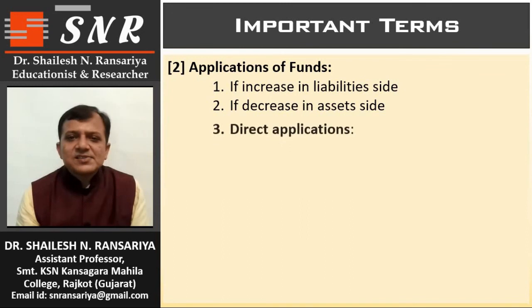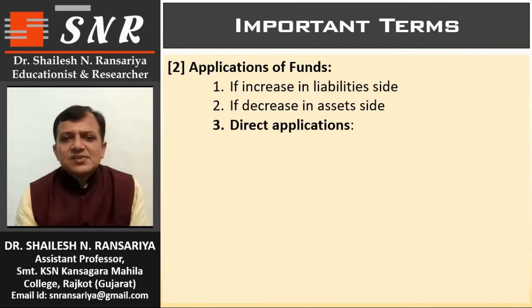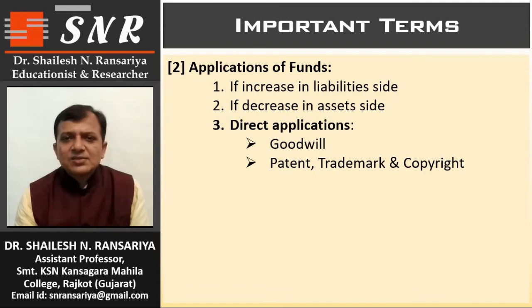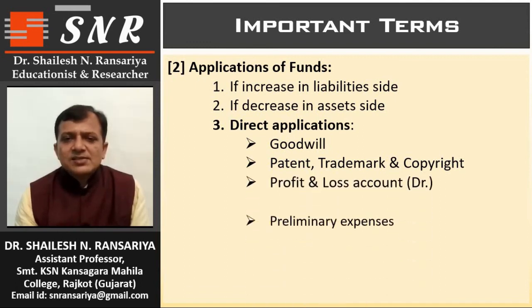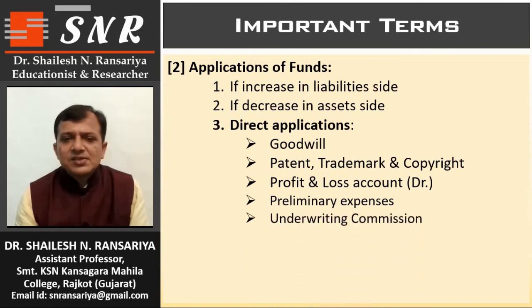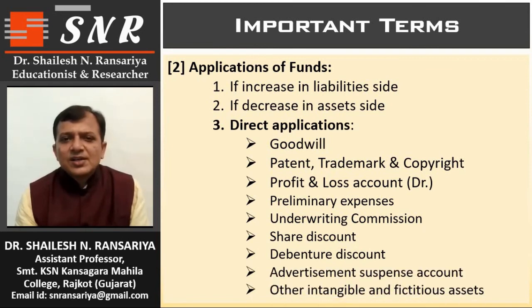And direct applications: if any fictitious assets or intangible assets are given in the balance sheet, they become applications of fund. For example, goodwill, patent, trademark, copyright, P&L account debit balance, preliminary expenses, underwriting commission, sale discount, debenture discount, advertisement suspense account, or any other fictitious or intangible assets. These are the direct applications. So two calculations are very important. First, sources of fund. Second, application of fund.